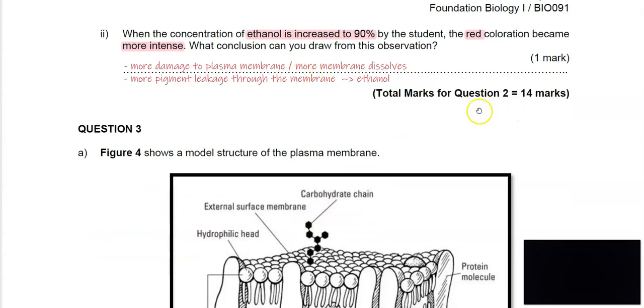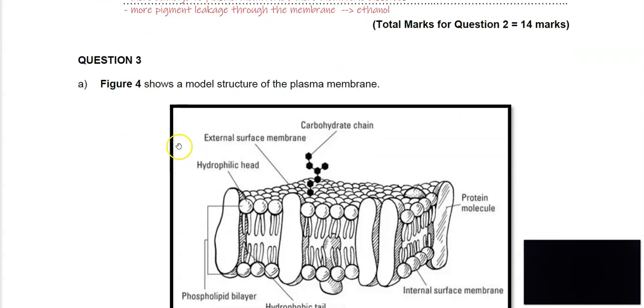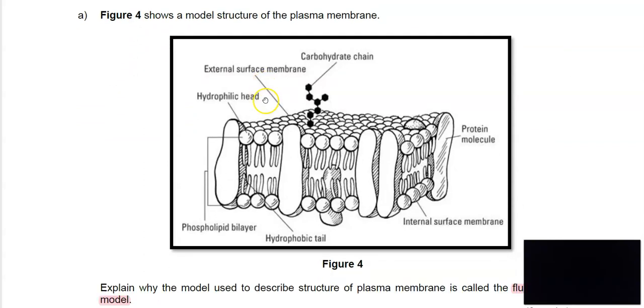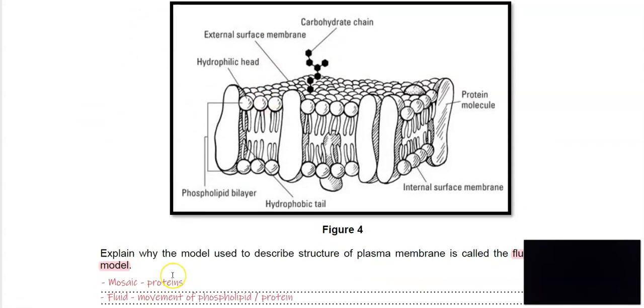So the total mark for question number 2 is 14 marks. Okay, question number 3. Figure 4 shows a model structure of the plasma membrane. Explain why the model used to describe the structure of membrane is called the fluid mosaic model.